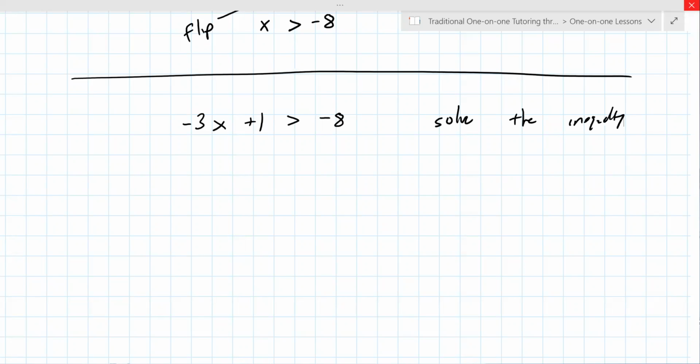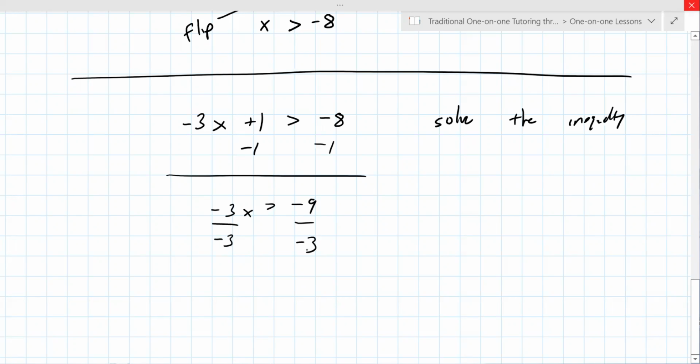I subtracted -8 minus 1, and I got -9, and then divided both sides by -3 and -3, and that's going to be x less than 3. Very good. So the only time you switch the inequality is when you multiply or divide by a negative.